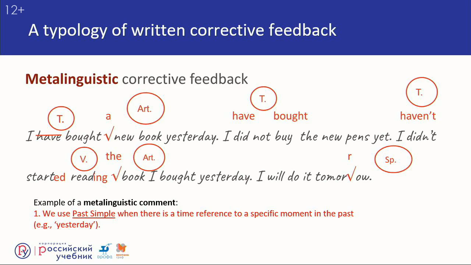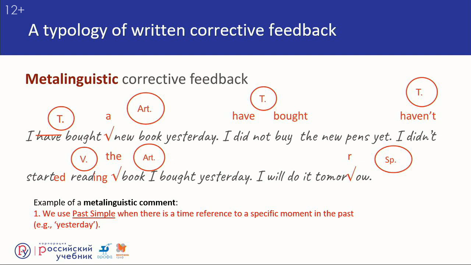I have a T. So what is T? T is a mistake in the use of a verb tense. I have V, which is the verb or the verb use. I have a SP, which is spelling. So an incorrect way of writing a word, right?